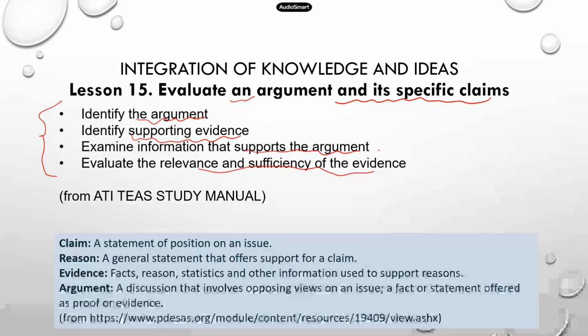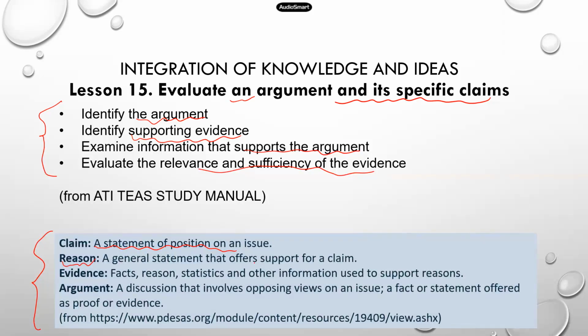All right, now there are some very important definitions here. If you can differentiate these terms very well, then it will be much easier to answer the questions on TEAS. A claim is a statement of a position on an issue. So for example, I may say sugar, or too much sugar, is bad for your health. And then you're going to list all the reasons, right?